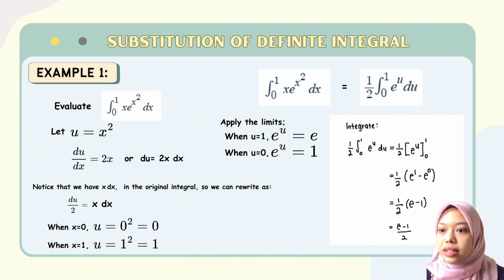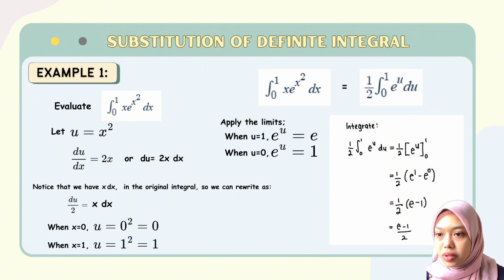For step 3, we substitute into the integral. Let's substitute everything into the integral. So the integral of x e to the power of x squared from x equal to 0 to x equal to 1 equals 1 over 2 e to the power of u from x equal to 0 to x equal to 1. So we get that for the substitution.